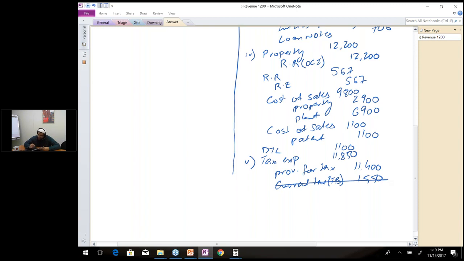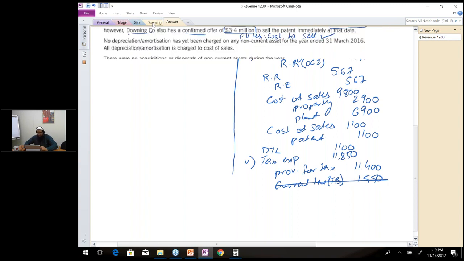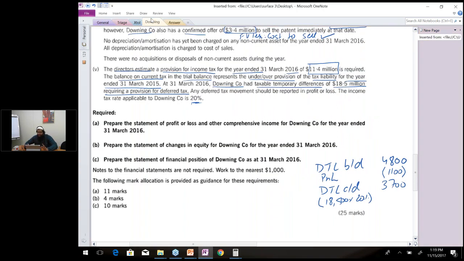So the current tax will not go anywhere further. This is something taken from the trial balance. Now we are done with all of the adjustments. So the remaining impact is now the P&L, the SOCI, and the balance sheet. Can you people try the remaining question on your own? We are already 15 minutes above the target.